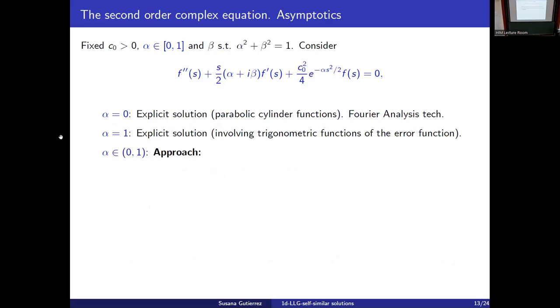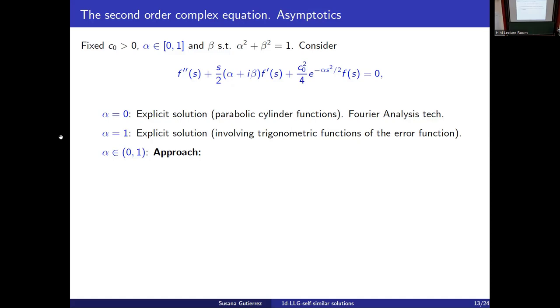Okay, so we need to study that differential equation. When alpha is zero, this term is not here, beta is 1, and there is an explicit solution of this equation in terms of a parabolic representation. We did that analysis when we studied the binormal flow. When alpha is equal to 1, the level of harmonic maps, again there is an explicit solution. But when alpha is between 0 and 1, we don't have that solution, so we need to study this equation.